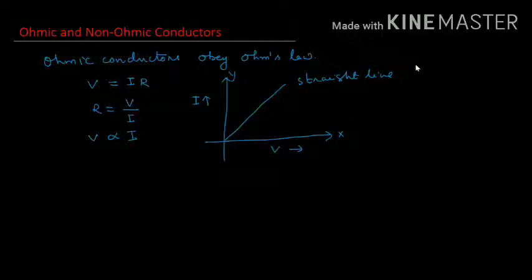So this is the VI characteristics. The VI characteristics is a straight line for those conductors which obey Ohm's law. So ohmic conductors are also linear conductors.